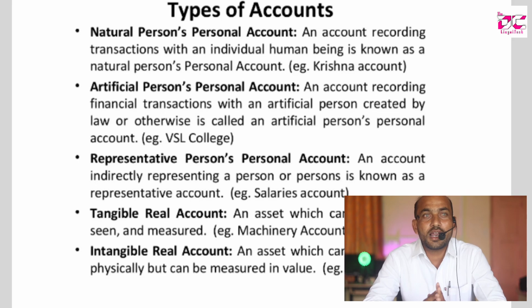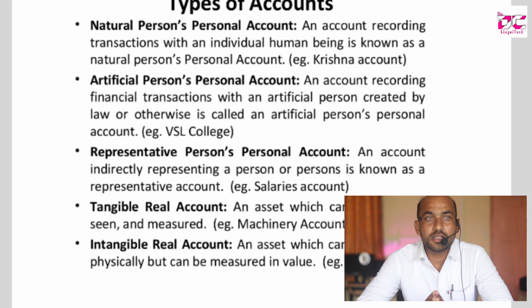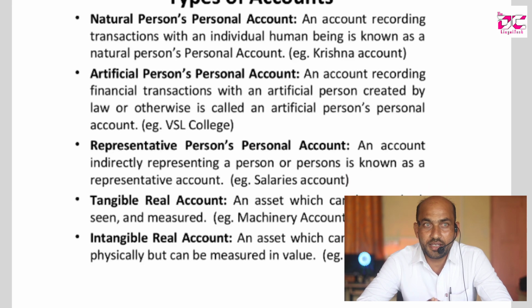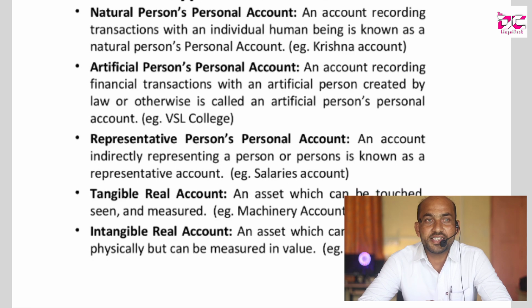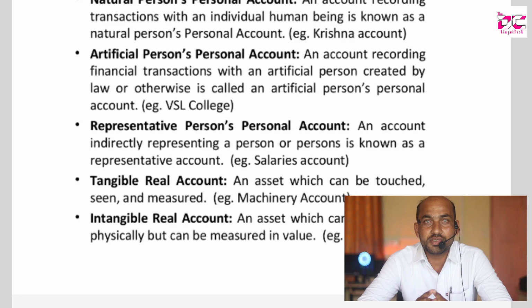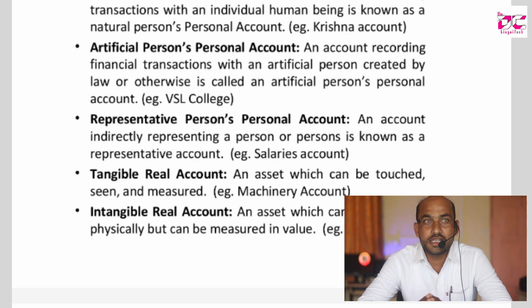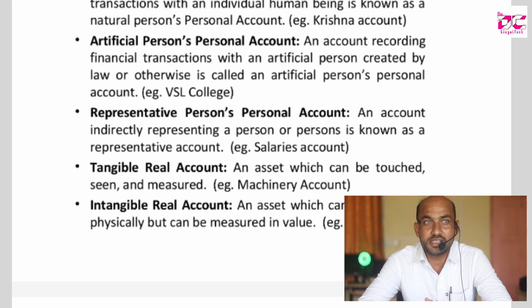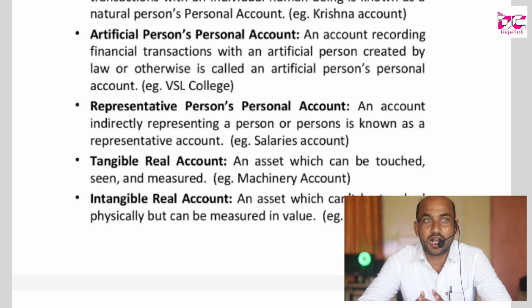So natural personal account: an account recording the transaction with an individual human being is known as natural personal account. For example, Krishna's account, Ram's account, Gita's account. These accounts are related to the person, means natural personal account.